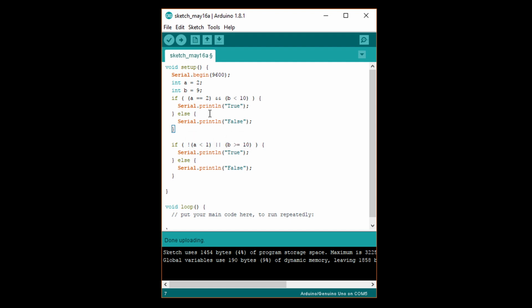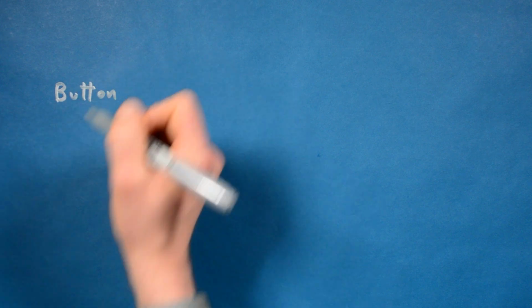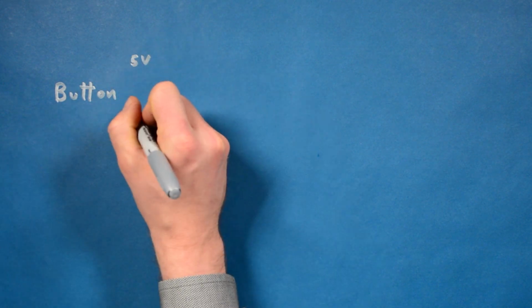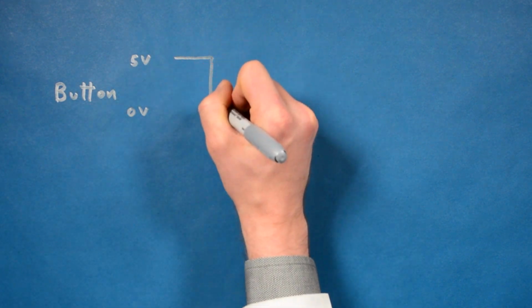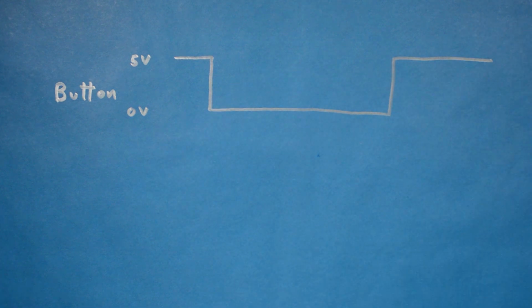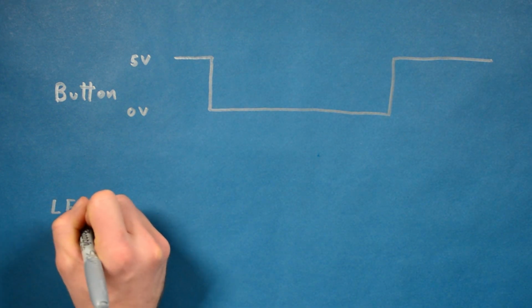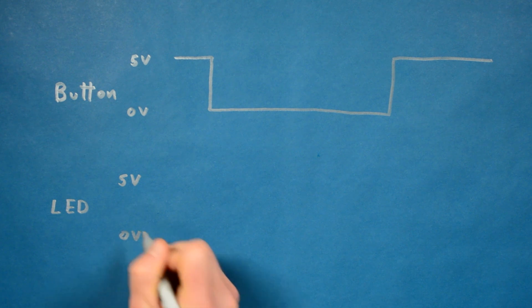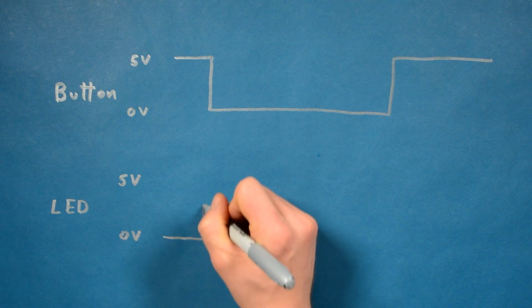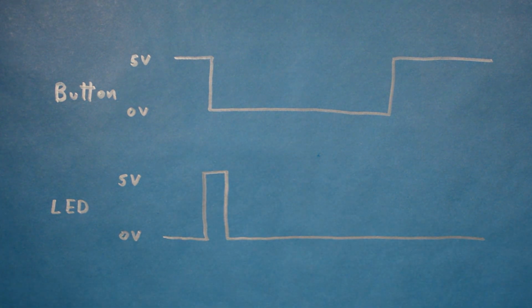Comparing constants is great, but let's look at a real-world example. Previously, we saw how to push a button and turn on an LED. Let's say we want to flash an LED whenever the button is pushed once, but do nothing so long as the button is held down. To do this, we'll need our code to look for a transition between button high and button low, which shows when the button was first pushed.